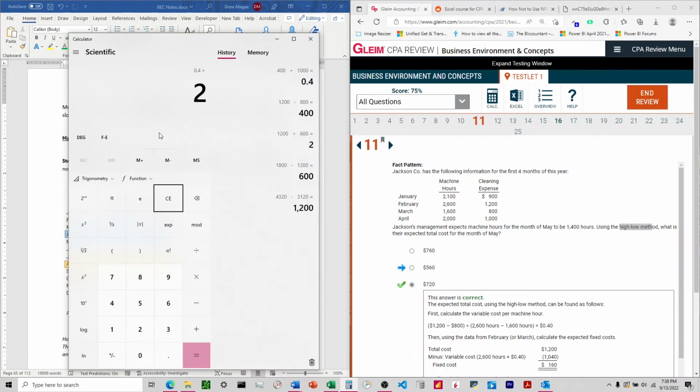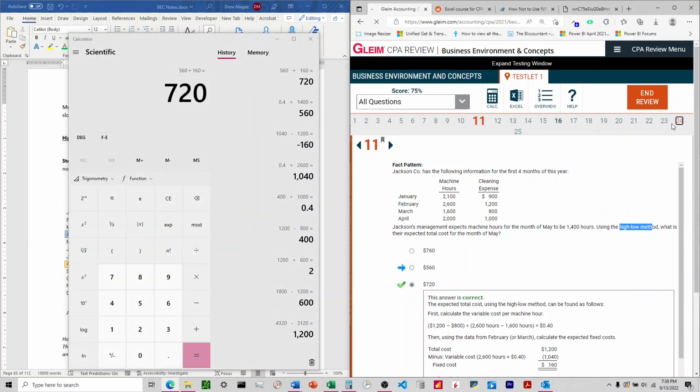Now we'll times that by, let's do 2,600. Then we'll subtract 1,200. That gives us 160. And so now for the formula, we're going to come back to a slope of 0.4, and we'll multiply that by the 1,400 they give us here. And then we'll add in 160, and that gives us 720.